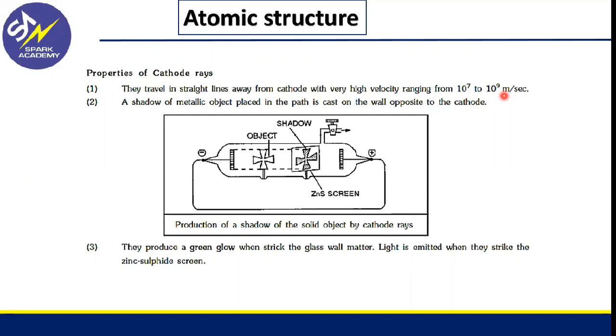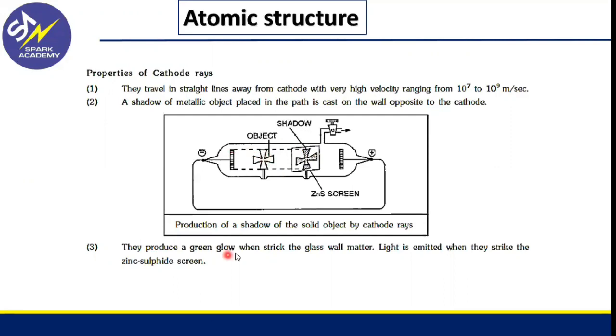Okay, so make sure you pay good attention to what the properties are. He observed that they always travel in straight lines and cast a shadow of metallic objects. So if I place a metallic object in the path of the cathode rays, the shadow will always be formed. So what does that mean? These rays have some light intensity, isn't it?